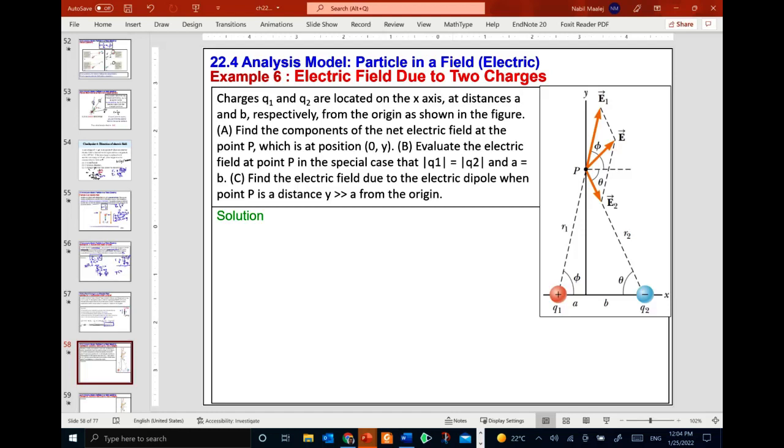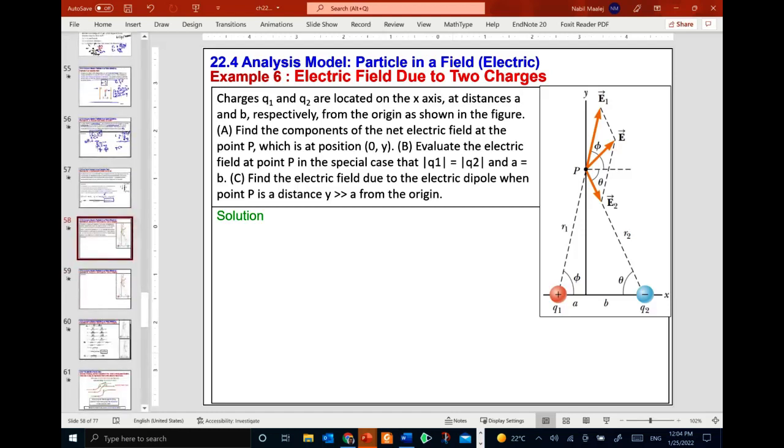So let me quickly do this example. Here we have charges Q1 and Q2 located on the x-axis at distances A and B from the origin as shown in the figure. Find the components of the net electric field at the point P.